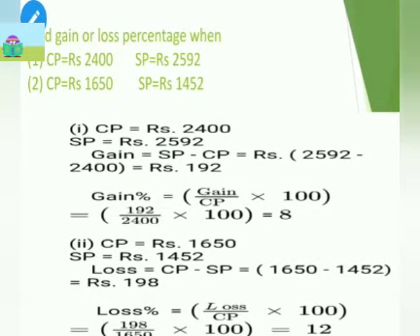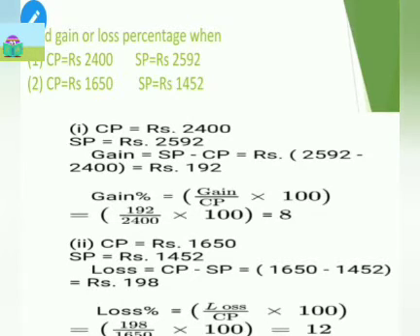Find gain or loss percentage when CP is given to you as 2400 and the selling price is given as 2592. So when the CP and the SP are given and you have to calculate the gain or loss percentage, first of all we will find out whether there is a gain or a loss. In the first case, you can see the CP is 2400 and the selling price is 2592, which means the selling price is more than the CP. That means there is a gain.